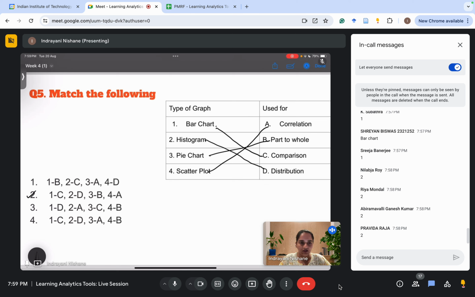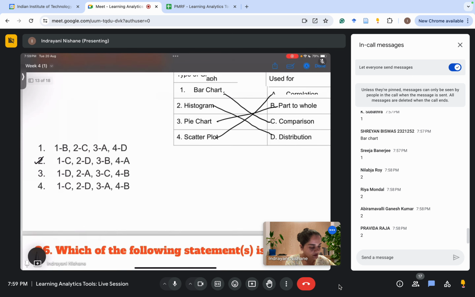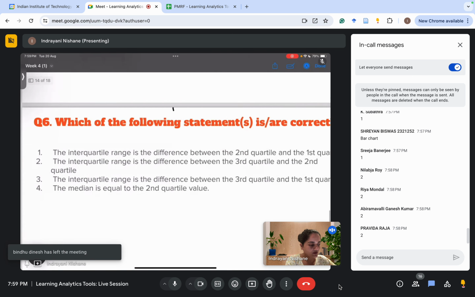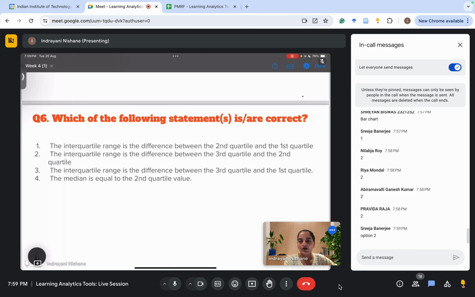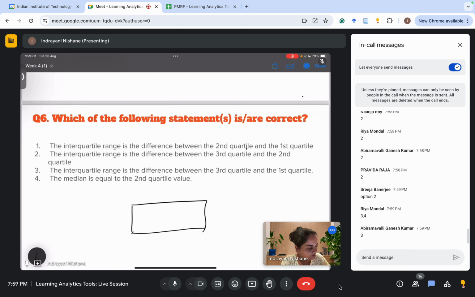Almost all the answers are correct in the chat box. Okay, so coming to question 6, which of the following statements are correct? This is about box plot. We'll read everything and then you can start giving your answers. The interquartile range is the difference between the second quartile and the first quartile. So I will draw a box plot.